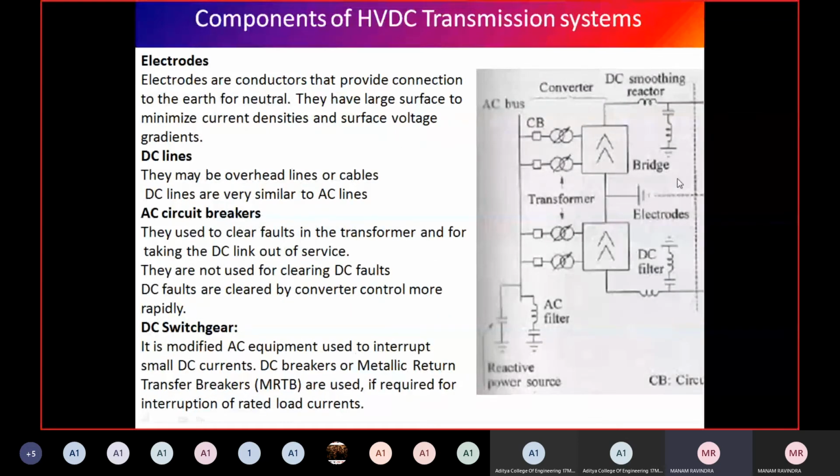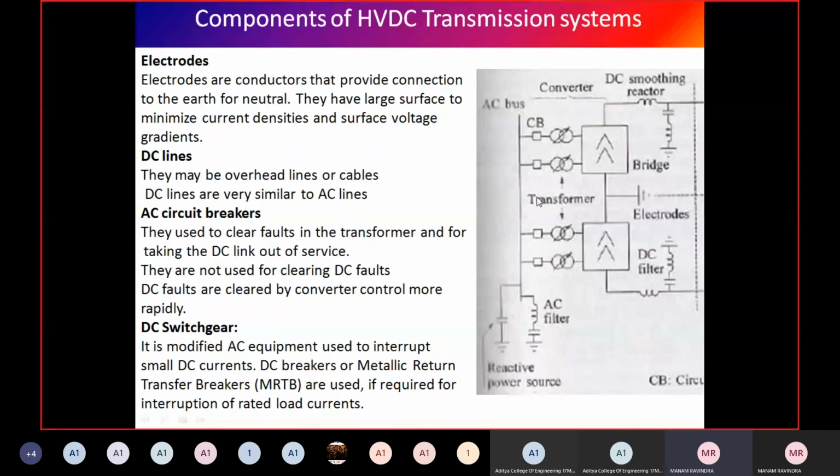And next, electrodes. Electrodes are conductors that provide connection to the earth for the neutral. For the neutral case, the current will pass through the earth through the electrodes. And the lines we call DC lines; DC lines are very similar to AC lines. Now, AC circuit breakers. They are used to clear the faults in the transformer and for taking the DC link out of service. Any fault that occurs in the transmission line systems, the AC circuits will be operated. The AC part is everything before the rectification.